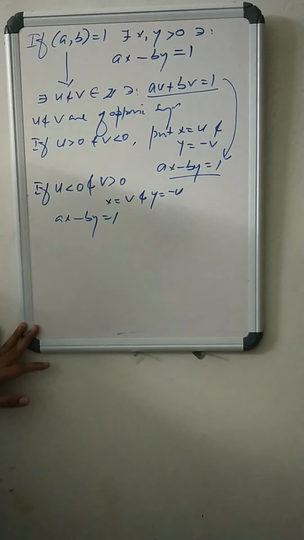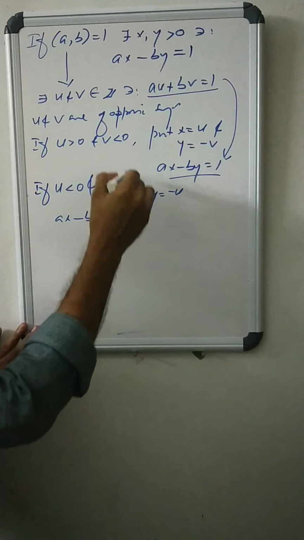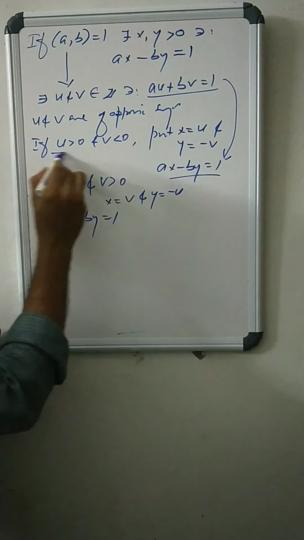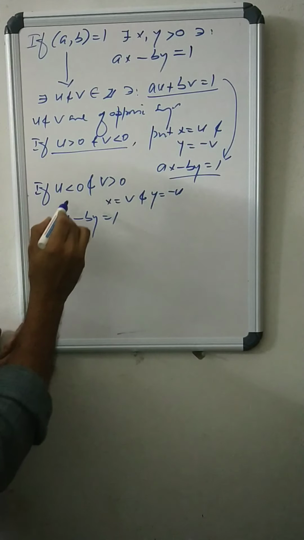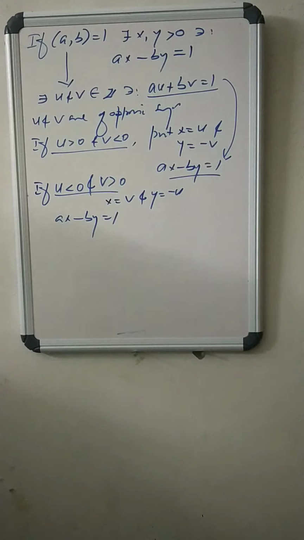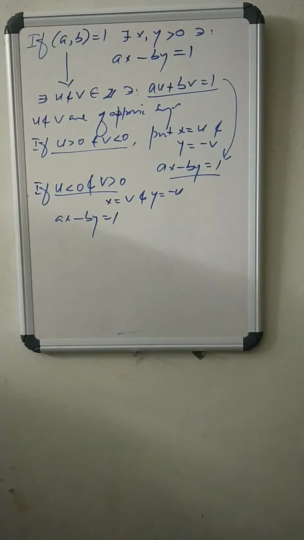Okay. So in terms of ax minus by, put x equals u, y equals minus v, so we get ax minus by equals 1. If u is positive and v is negative, or if u is negative and v is positive, again there exist x and y positive such that ax minus by equals 1. Okay. So this is the proof.